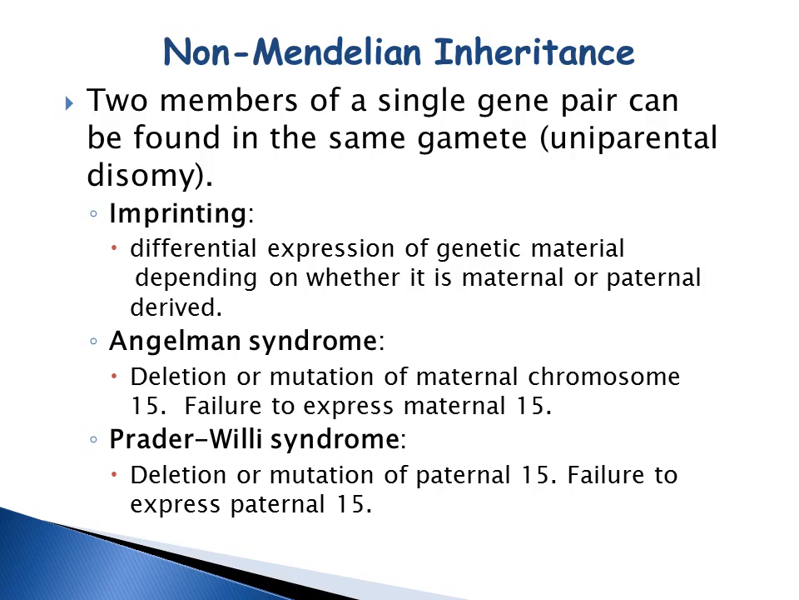Some disorders that follow this non-Mendelian pattern would be imprinting, which is differential expression of genetic material depending on whether it's maternally or paternally derived. Angelman syndrome, which is a deletion or a mutation of maternal chromosome 15 and a failure to express maternal chromosome 15. And Prader-Willi syndrome, which is a deletion or a mutation of paternal chromosome 15 and a failure to express the paternal chromosome 15.